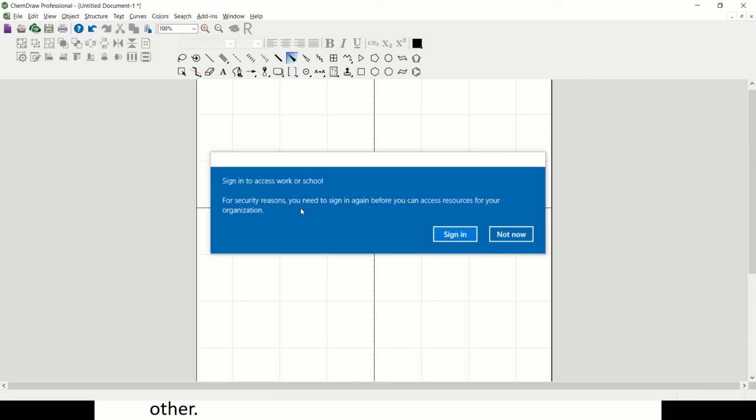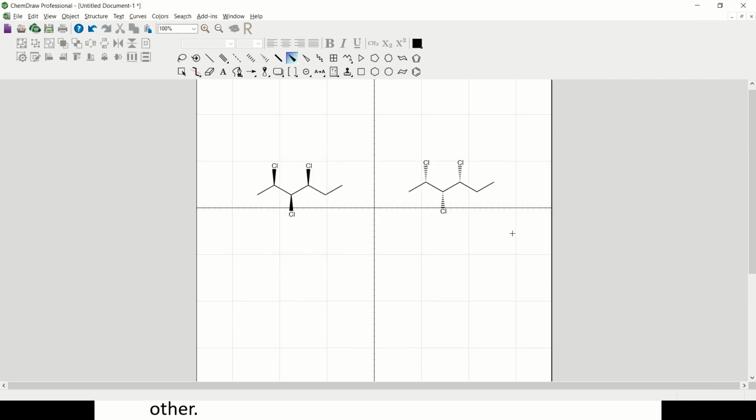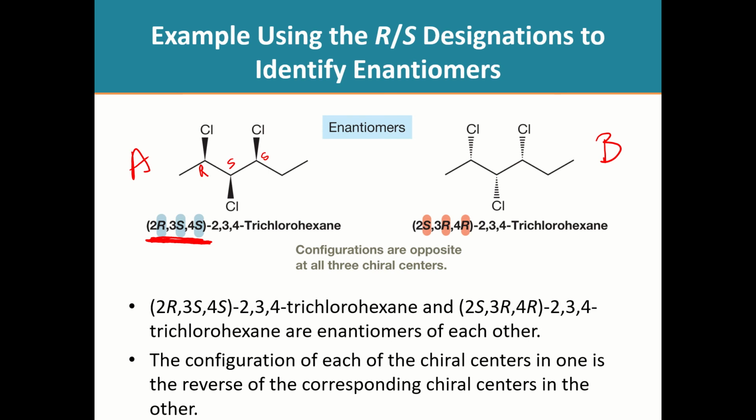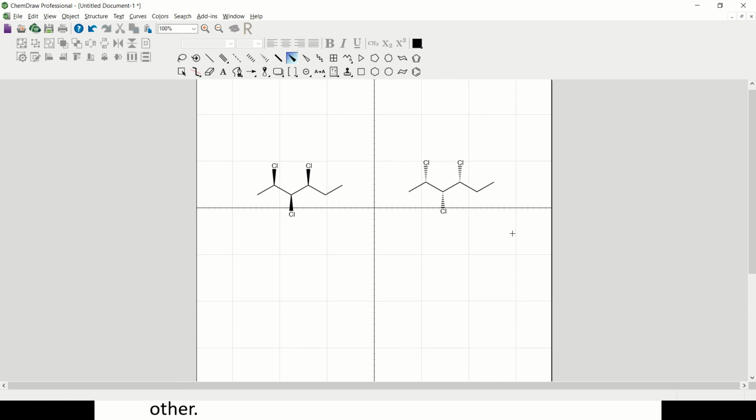those alpha wedges. So we already know the answer, right? What's the relationship? They're enantiomers. Okay? So if we call the one on the left molecule A, and the molecule on the right molecule B, we see A and B are enantiomers of one another.